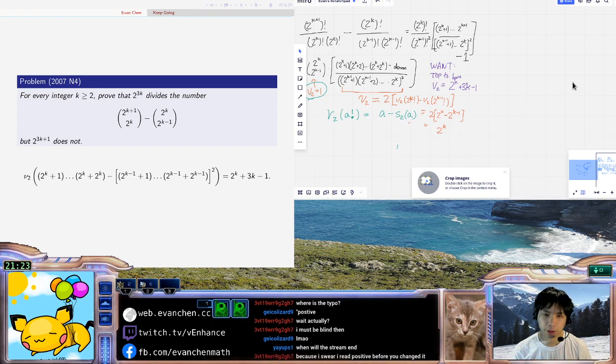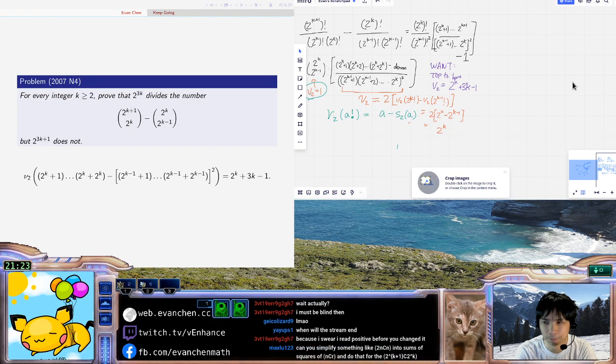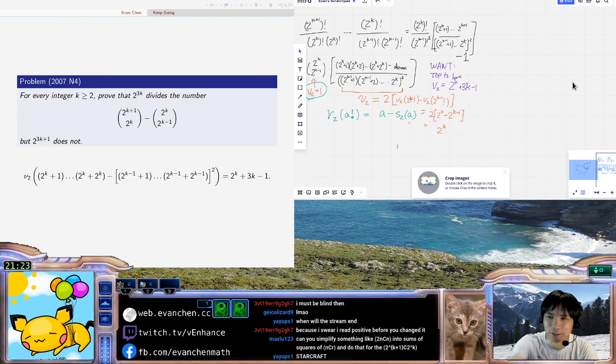When will the stream end? I think after I do this problem, I'll stop doing math and take questions and then play StarCraft. I think that's the current plan. I don't think I have the energy to try the Taiwan problem right now. Although, honestly, I don't know if I have the energy to do this problem either.